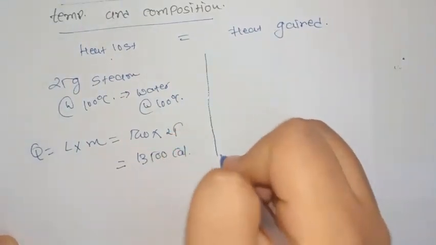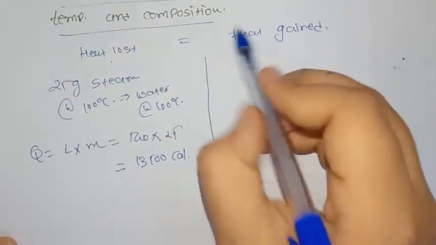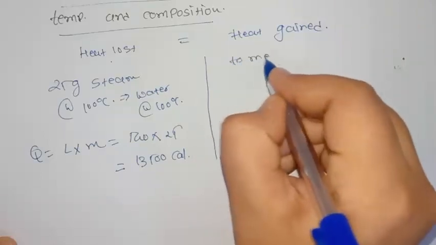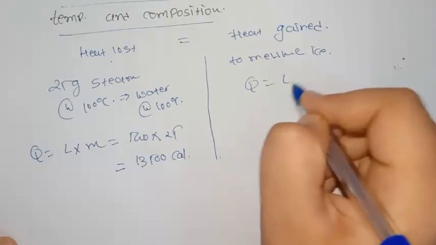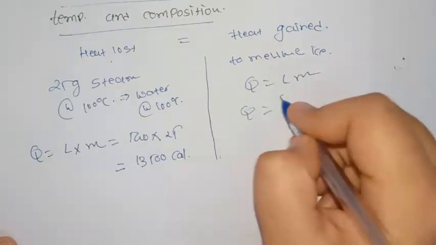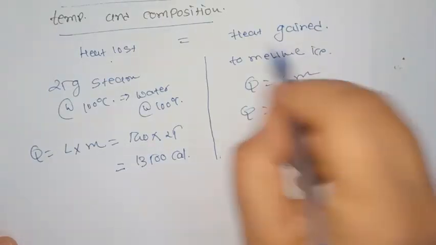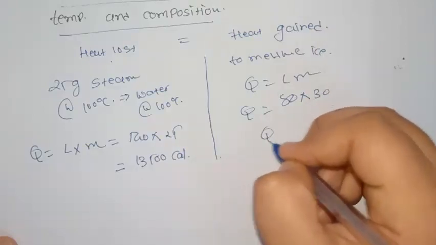Now, the heat required to melt the ice is Q is equal to L into M. The latent heat of fusion is 80 and mass is 30.